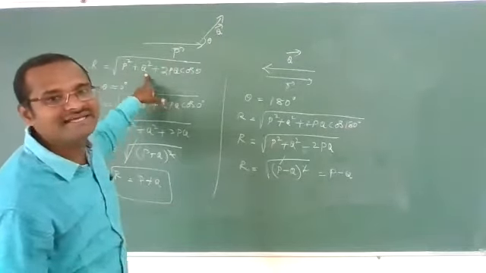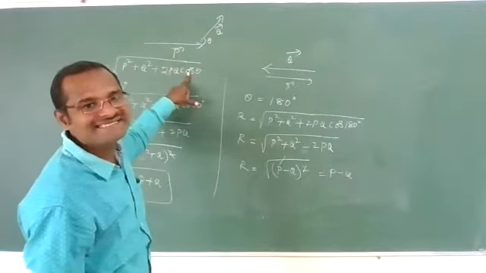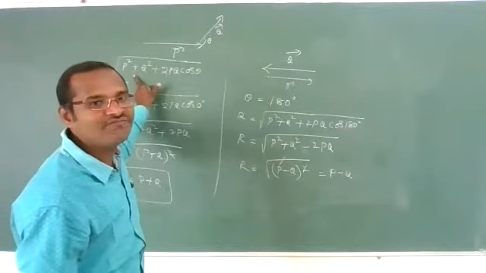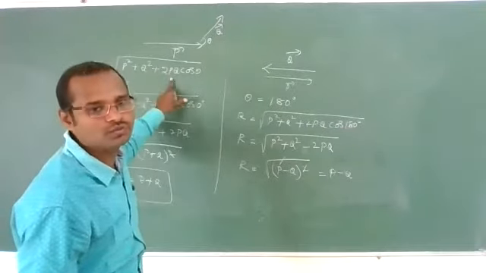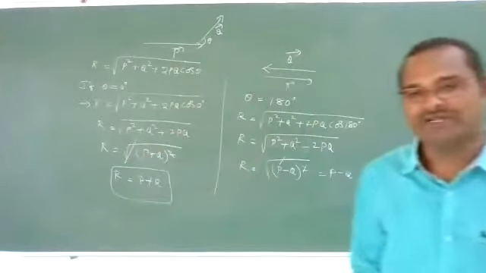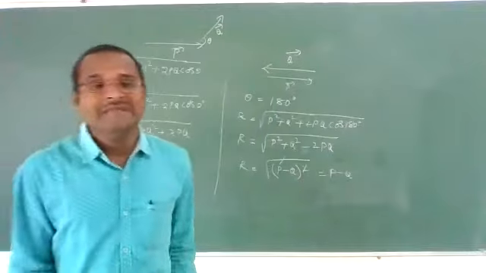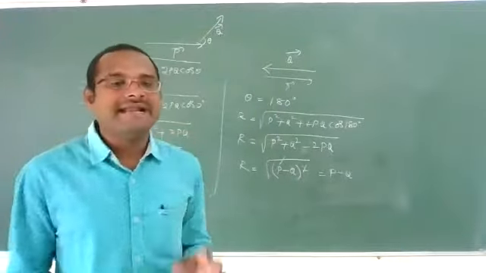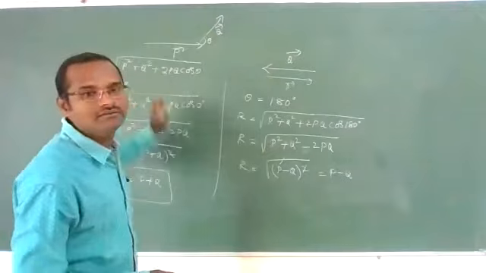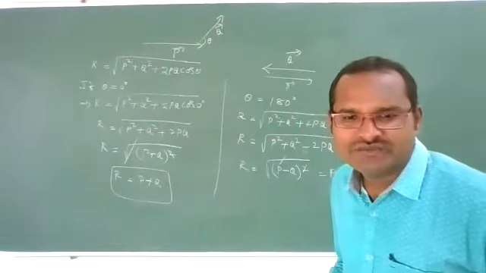Any angle you take, say 30 degrees or 60 degrees, cos 60 is 1 by 2. The 2 and 1 by 2 cancel, and your answer will be root of p square plus q square plus pq. That depends upon the angle. That means vectors cannot be added like numbers, but they have to be added with this formula. Okay? They give values of p and q in the exam, sir.